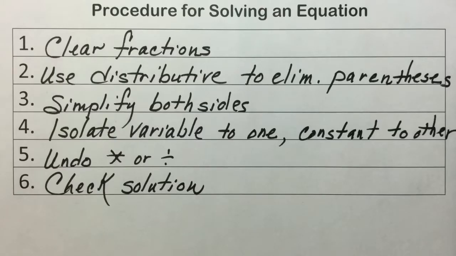We have a procedure for solving an equation with multiple steps in it. We can use this as a guideline. First is clear fractions. Second, use distributive law to eliminate parentheses, simplify both sides, isolate variable to one side, constant to the other, undo multiplication or division, and last, check the solution.